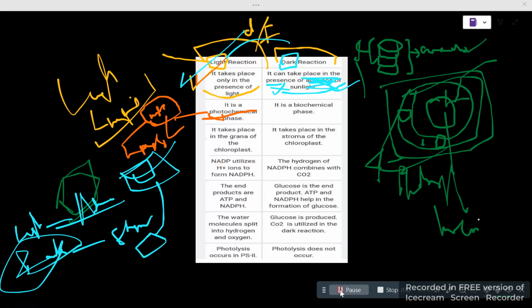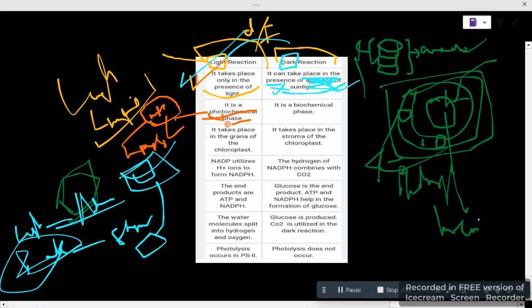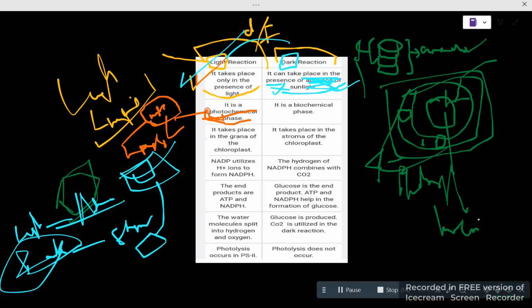Okay, so we said chemical means chemicals which are used for making. So the first is the photochemical phase, and the second one is biochemical. The photochemical phase simply says this is done in the presence of sunlight, because photo means light and the light is sunlight. Of course, artificial light could not work on the plant. Whereas this is the biochemical phase.